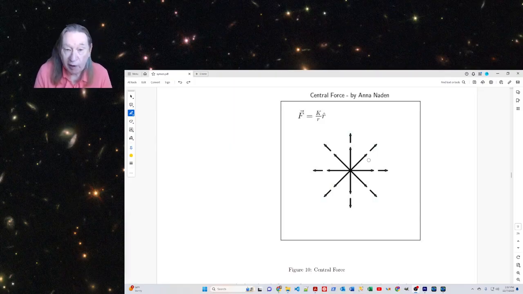As you can see, they all point outward from the center where the nucleus is, and they're stronger close in, and they get weaker as you go out. It's an inverse square law. The figure says K over R. It's actually K over R squared, so that if you go twice as far out, the force is 4 times weaker.